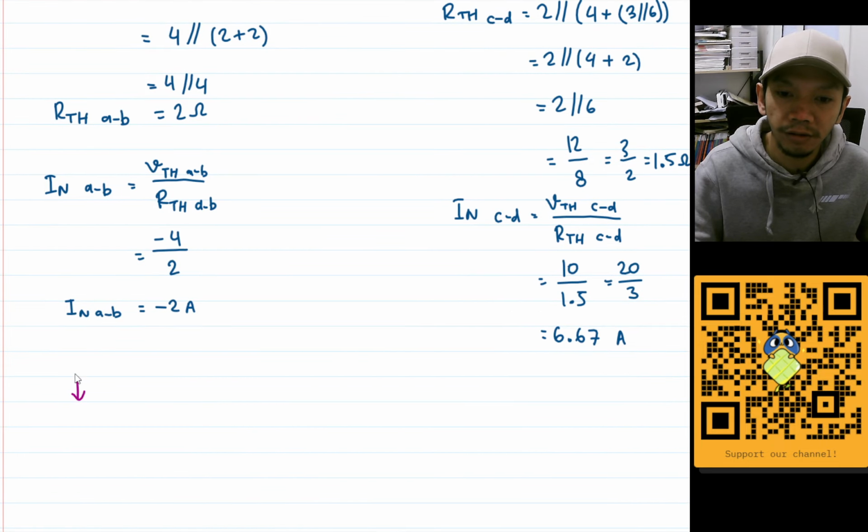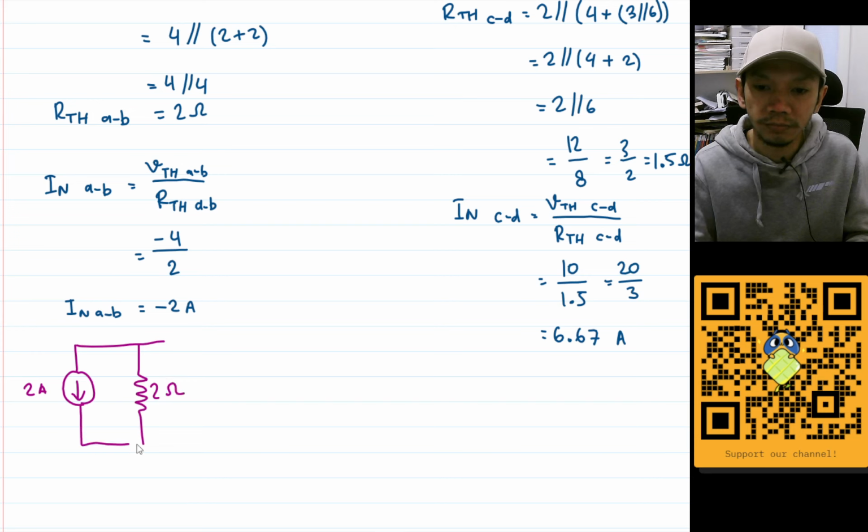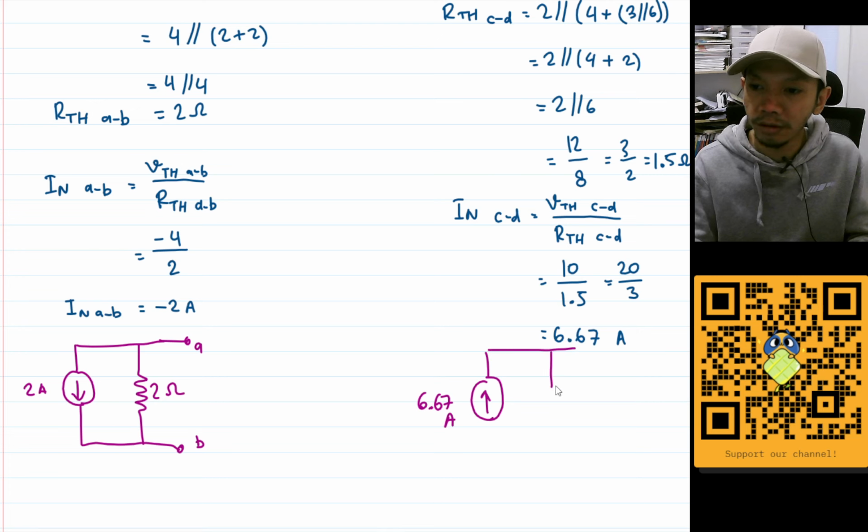So the Norton equivalent circuit will be this one here. Because of the negative sign we have the current going down, so I'll have 2 ampere, and the resistance will be 2 ohm. It's not in series, it's in parallel. That will be 2 ohm. And this is terminal AB. And for this one, the current source will be going up because it is positive. So it has 6.67 ampere. And I will have the resistance here will be 1.5. So this is the terminal C and terminal D.